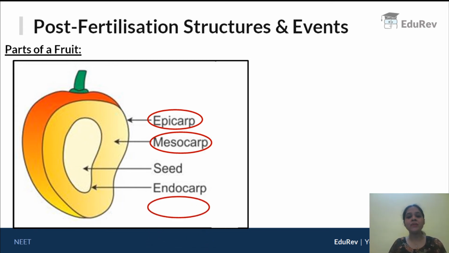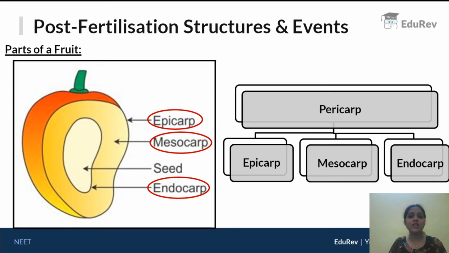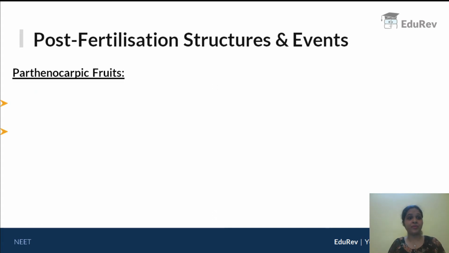And finally, you have something called the endocarp. Now, these are the three layers. But what is the endocarp? If you look at the seed of a mango, it has a kind of hairy outer covering. That outer covering does not belong to the seed. It is actually part of the outer wall of the fruit, so that is going to be called the endocarp. It is a little hard in nature. These three layers taken together are called the pericarp. So this term pericarp is absolutely essential for us.